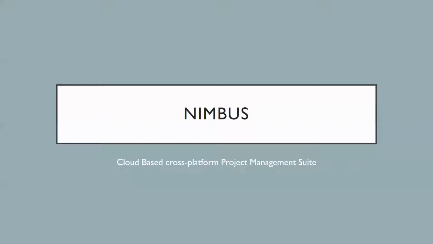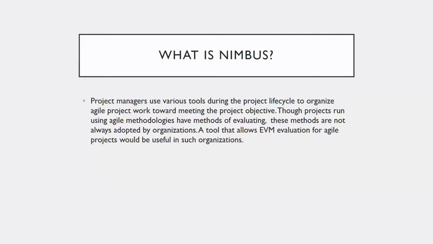What I want to go through here is the overall background about my project and also the way that I've structured it in anticipation for handing in the project plan, which is due in 3 weeks. So without further ado, the name of the project and the name of the product that I've decided to use for this assignment is called Nimbus, which is going to be a cloud-based cross-platform project management suite. Okay, so what that really means.